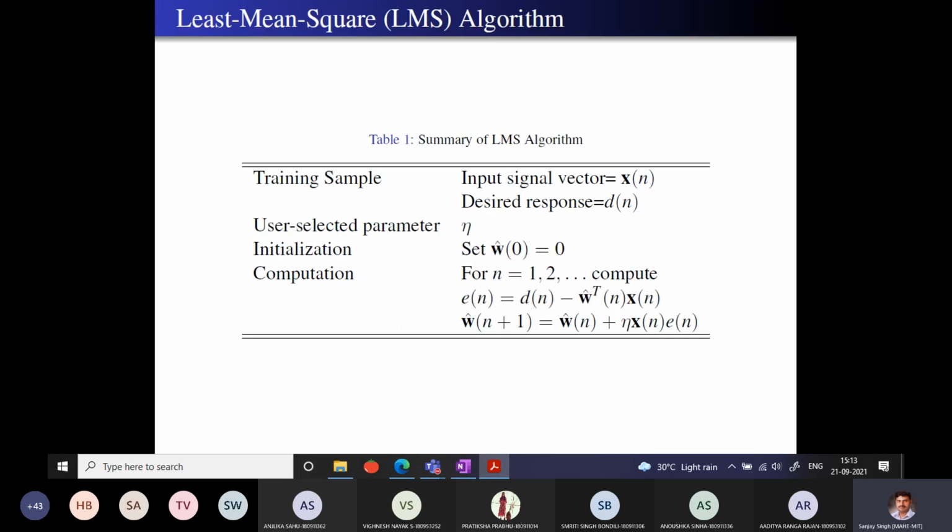Now the least square filter is very simple to design and work. So this algorithm is very simple. I'll write it here. You have an input signal vector xn and a desired response dn for each and every example, right? And eta is a user selected value, and you go for initialization: initially all weights you start at 0, all are 0.